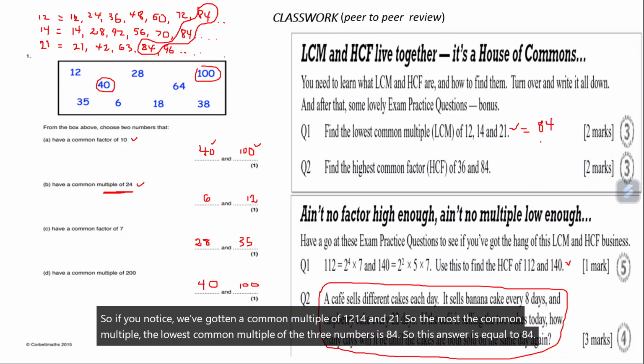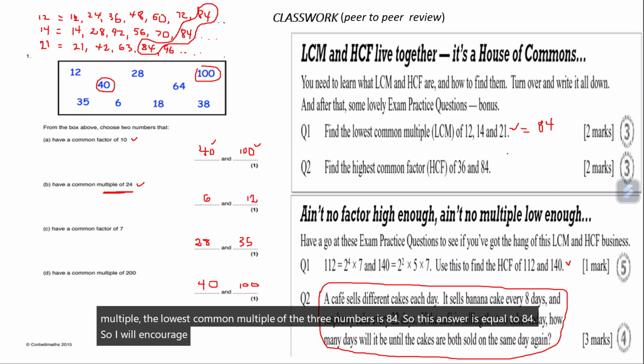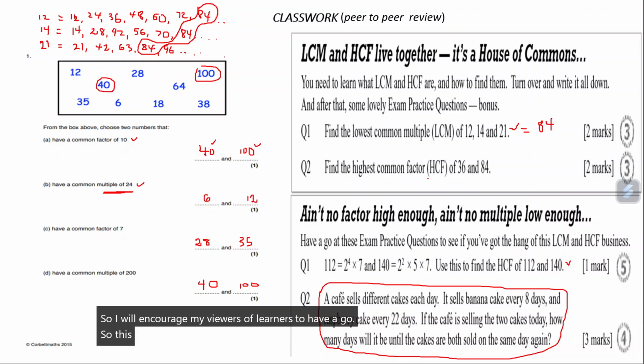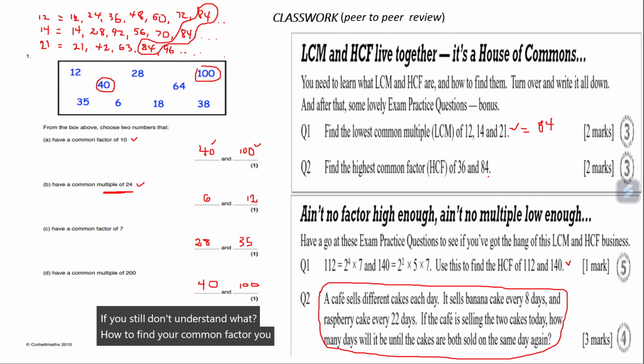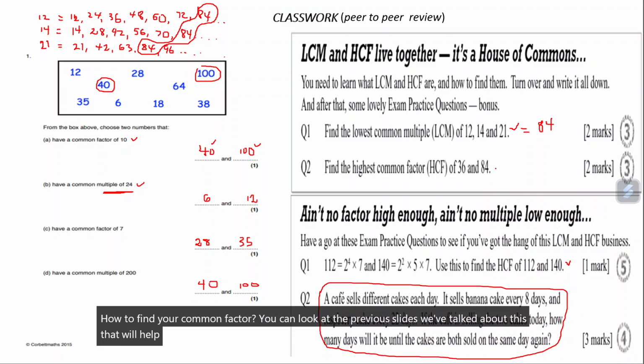So I will encourage my viewers or learners to have a go. Find the highest common factor of 36 and 84. If you still don't understand how to find your common factor, you can look at the previous slides. We've talked about this. That will help you solve this.